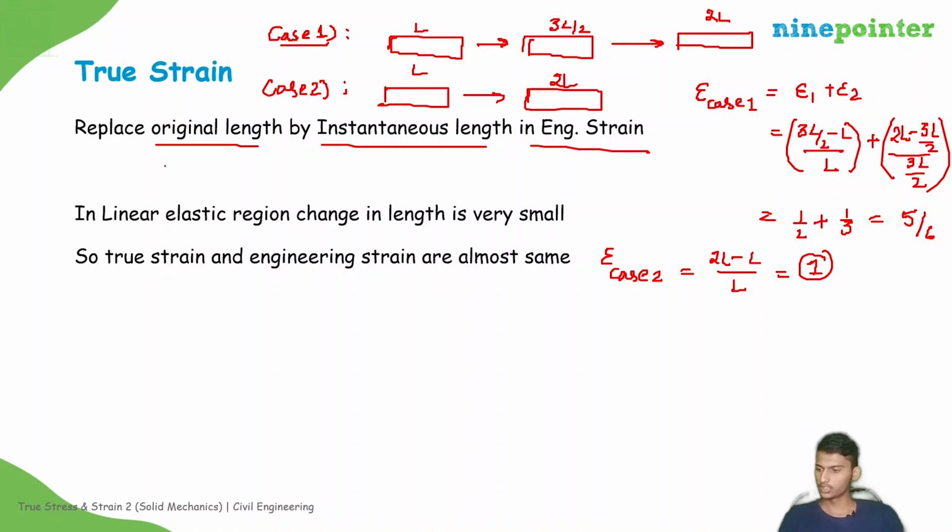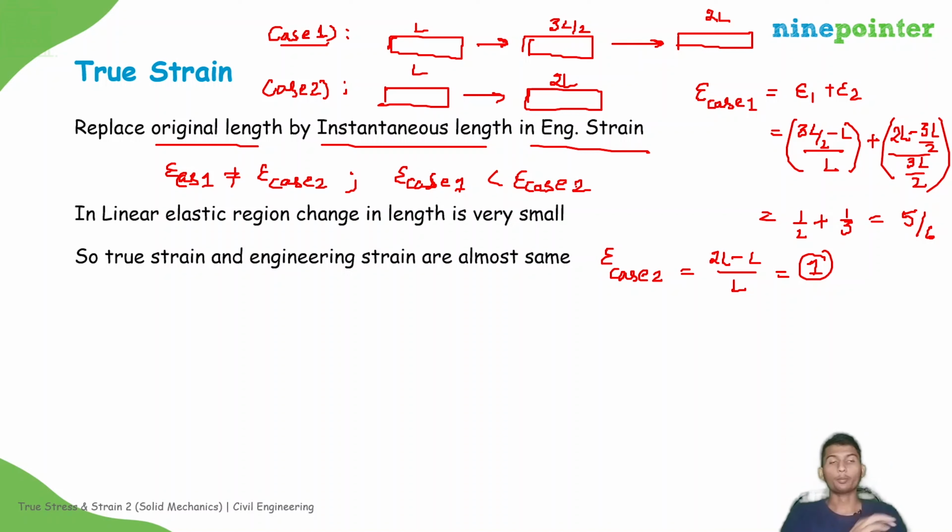So if you see, epsilon case 1 is different from epsilon case 2. Epsilon case 1 is less than epsilon case 2, right? But the change in length is the same. In one case we did it in 2 steps, in the other case we did it in 1 step, but we are getting different strains. So why? What is the mistake in this? Where did we make the mistake?